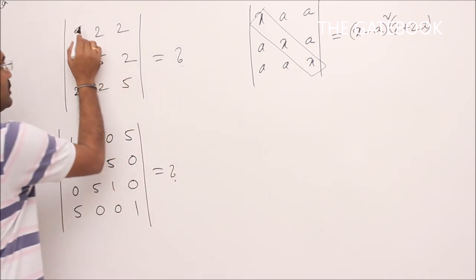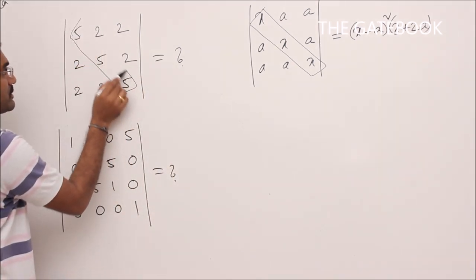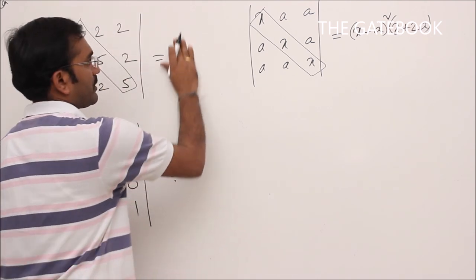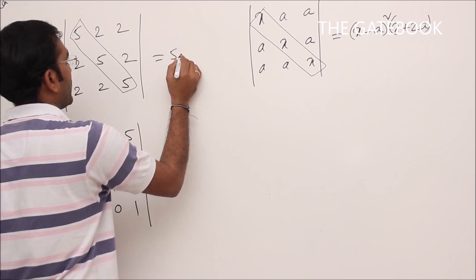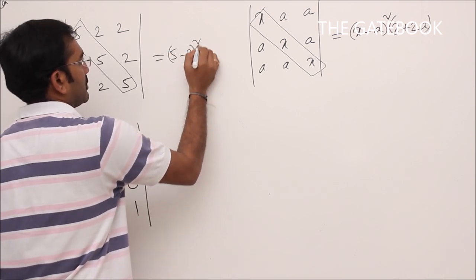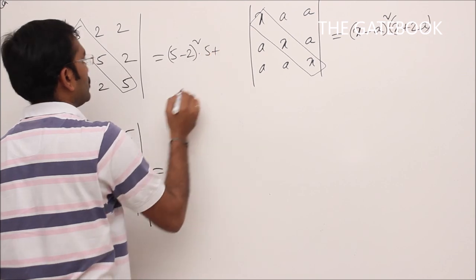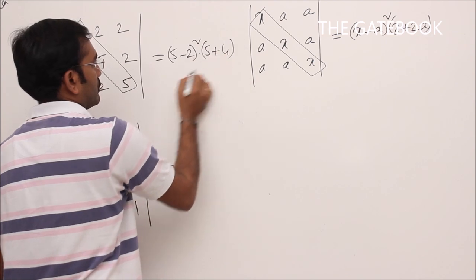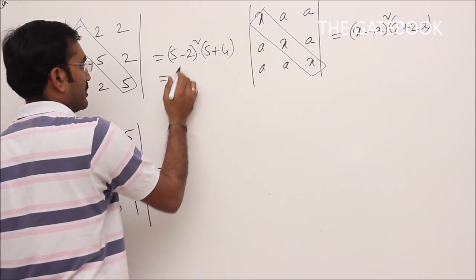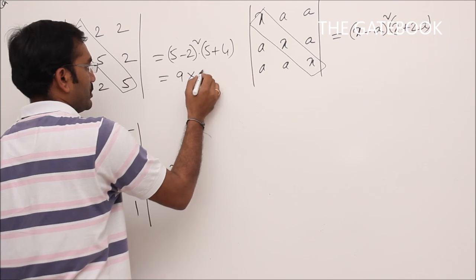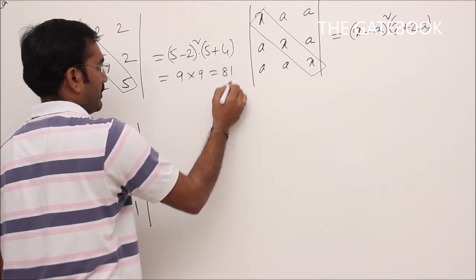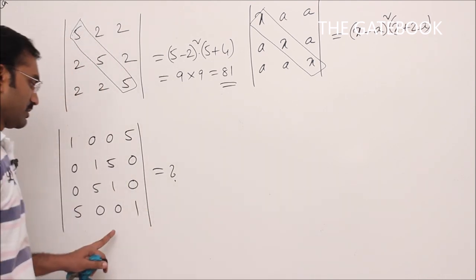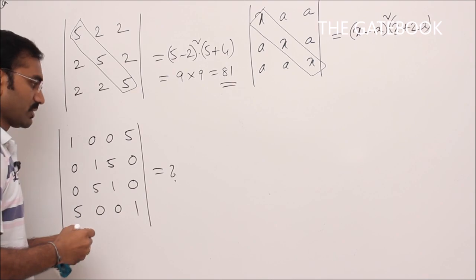So here also the principal diagonal elements are equal to the same number 5 and the other elements are equal to the same number 2. So I can apply this formula: x minus a means 5 minus 2, whole square, into 5 plus 2a. Here our a value is 2, 2 into 2 is 4. So we will get 5 minus 2 whole square, that is 3 square, 9. 9 into 9 is equal to 81, applying that shortcut formula. Similarly, to evaluate the determinant of the second matrix, we have one more shortcut formula.